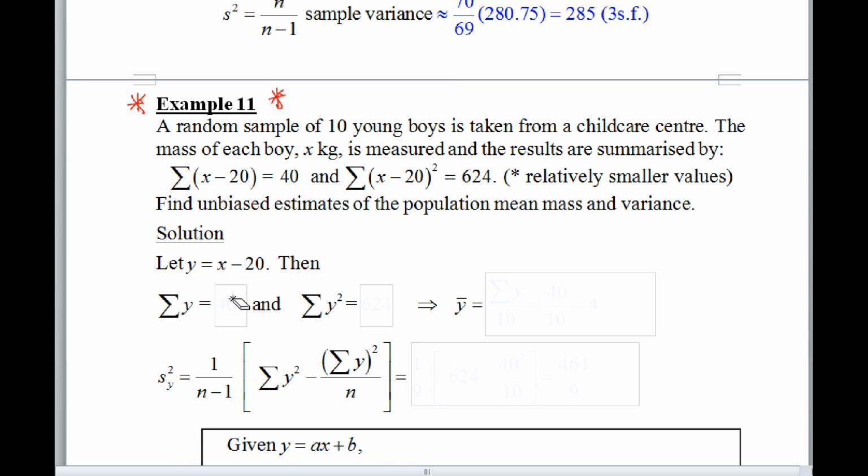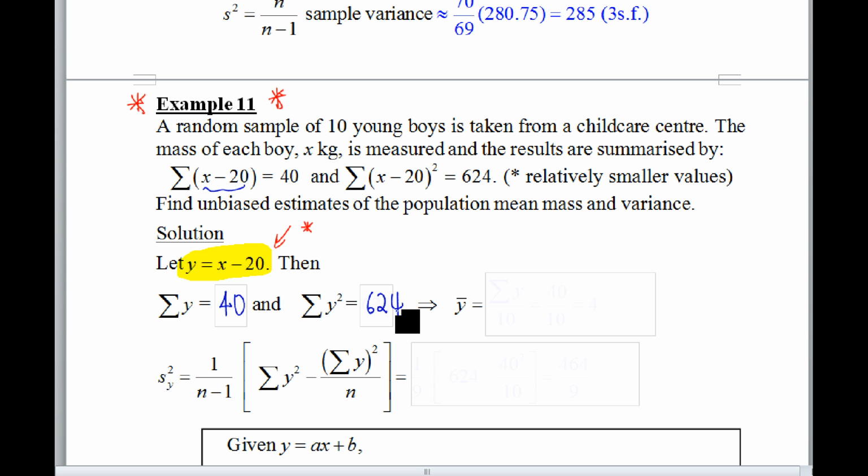The trick here lies here. Can you highlight this one? You need to let y be equals to x minus 20. This idea is very important. You let y be equals to x minus 20, then the summarized data given, summation y is now 40, summation y squared is now 624. Correct? Because y is now x minus 20. So they give us summation y, they give us summation y squared.